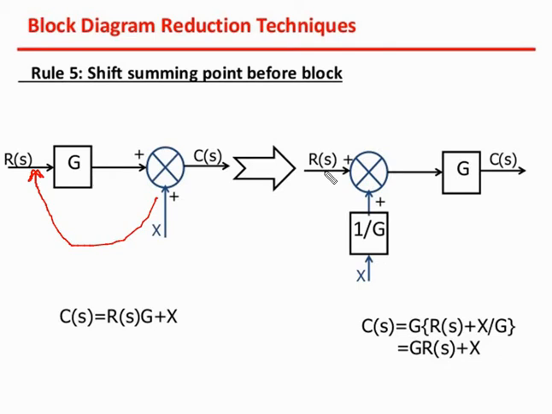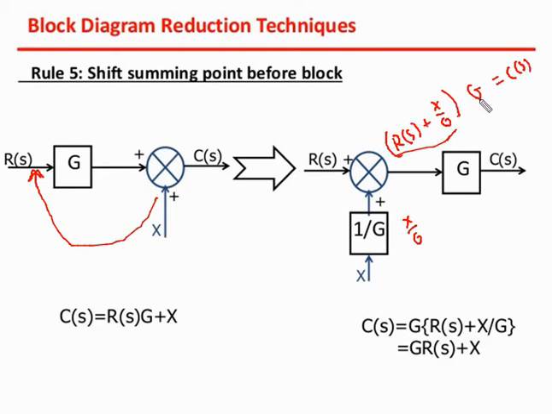Here the input is RS and here plus. If we multiply this, it becomes X by G, and here we get RS plus X by G, which is the input of the block G. So if we solve this block, CS equal to G into RS equal to CS.